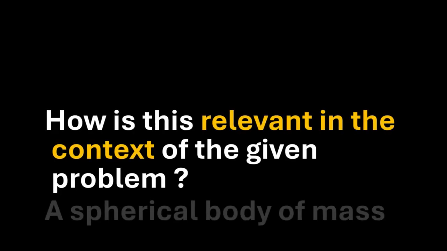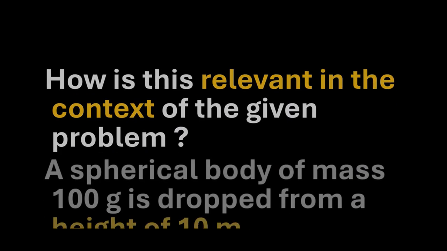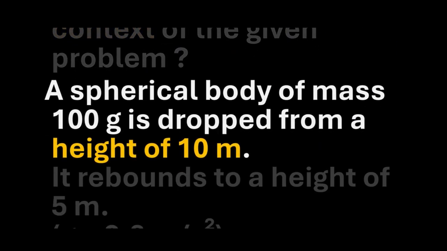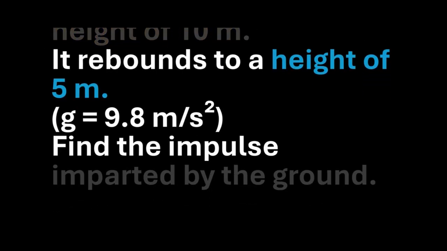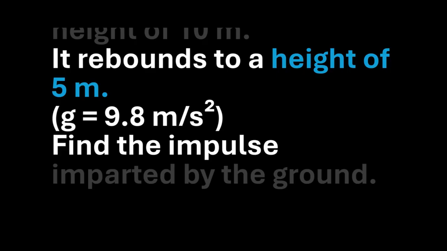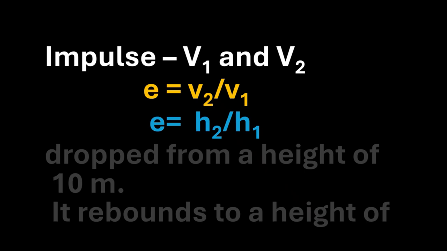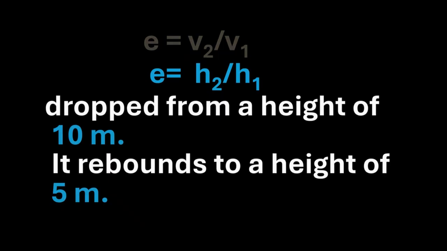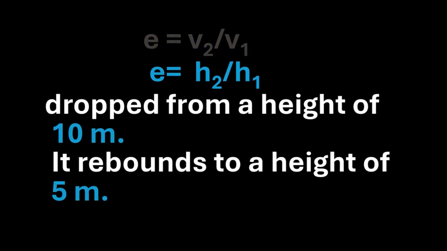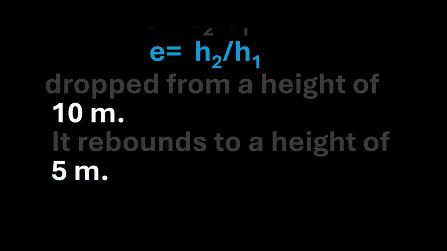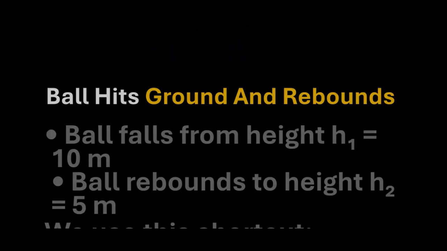Now, how is this relevant in the context of the given problem? What does the problem say here? A spherical body is dropped from a height of 10 meter. H1 is 10 meter. It rebounds to a height of 5 meter. H2 here is 5 meter. Impulse, which is actually change in velocity, can be expressed as change in height. So E can be used to find H2 and H1, and H1 and H2 can be used to find E instead of velocities, 10 meter and 5 meter instead.